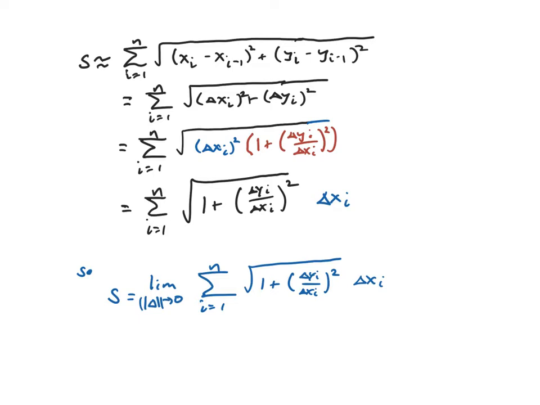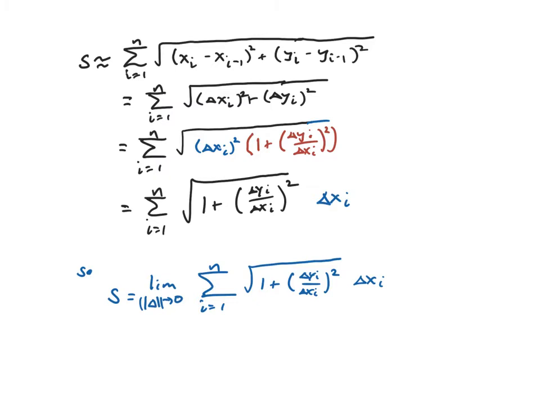Okay, welcome back. Now let's take a look at that algebra stuff I was talking about. So what we have right now, we know S is approximately equal to the sum of this. Well, this delta I, or x sub I minus x sub I minus 1 and y sub I minus y sub I minus 1, x sub I minus x sub I minus 1, that's just the change in x. So we'll call that delta x sub I. And this is just the change in y, so that's delta y sub I.